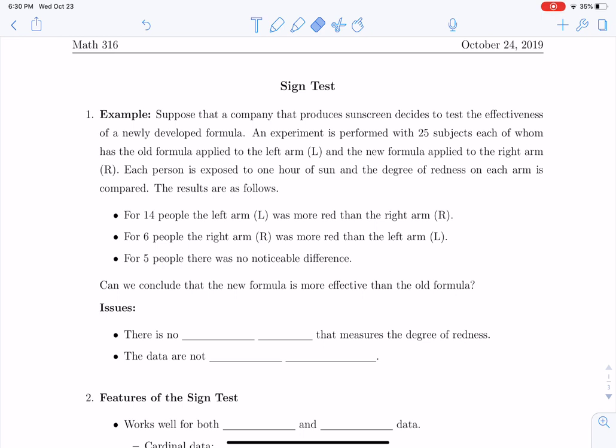Well, there's some issues here. There's no numerical scale that measures the degree of redness. All we're doing is checking each arm and deciding which one is more red. Therefore, the data are certainly not going to be normally distributed. So we can't use something like a paired t-test.